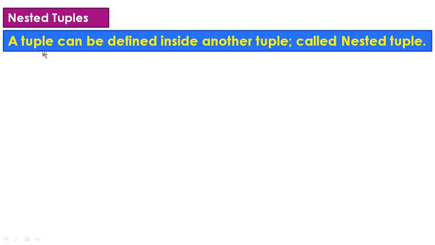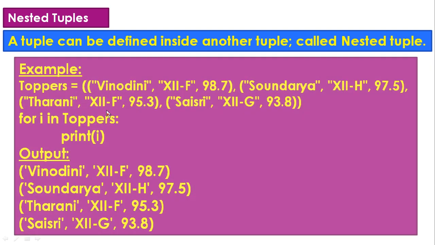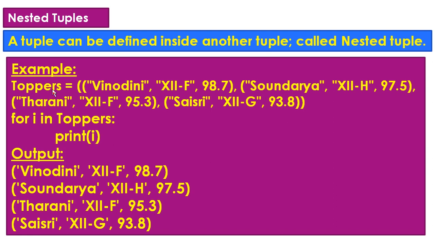Nested tuples. If one for loop is within another for loop, that is called nested for. If one if statement is within another if statement, that is called nested if. Here a tuple can be defined inside another tuple, that is called a nested tuple. Here is an example. Topper is the tuple name. This contains 4 tuples, each element of the topper tuple is itself a tuple.